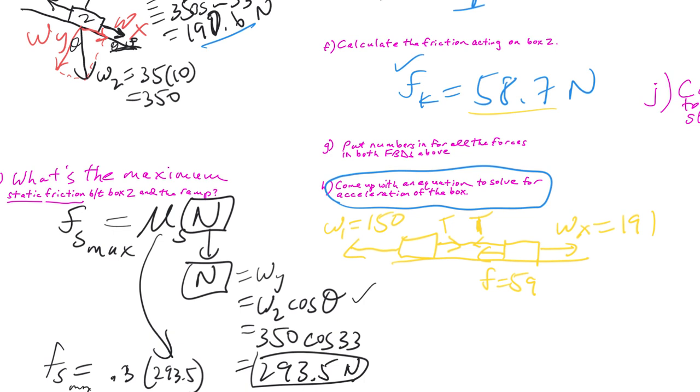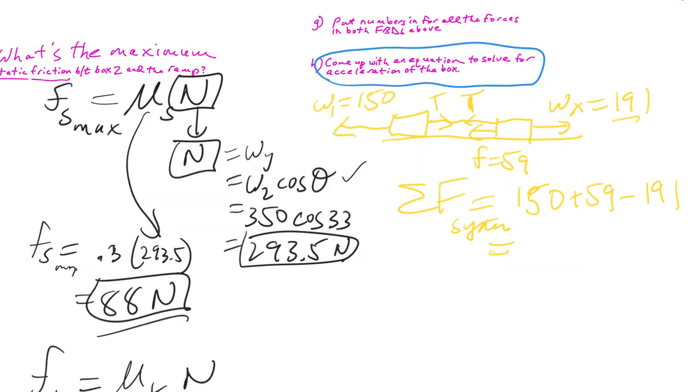So the net force on the system is equal to 150 plus 59 minus 191. So I am getting 18 newtons up the ramp. Okay, so why is that? 59 and 150 are in the same direction, so I take the bigger one, which is that, minus the smaller one, which is 191. So this is about the ramp.